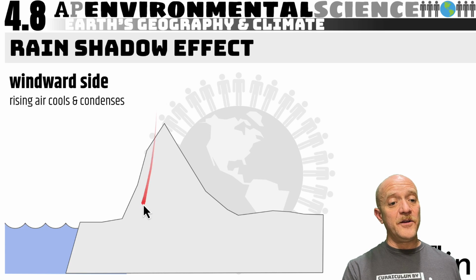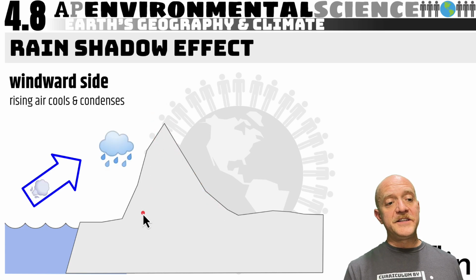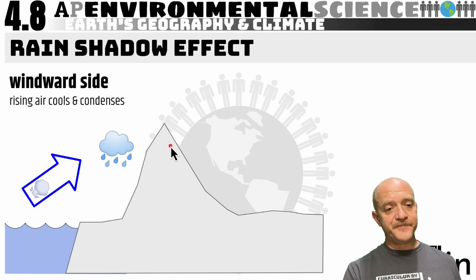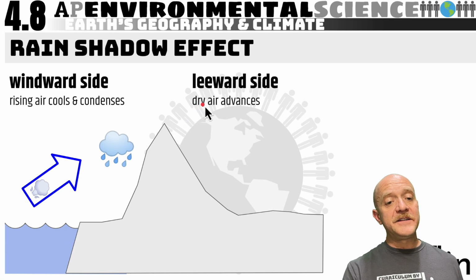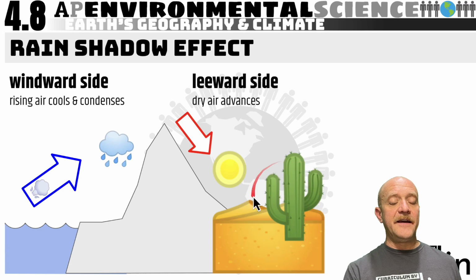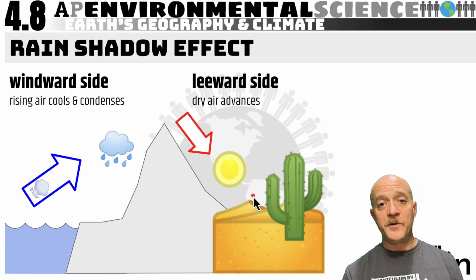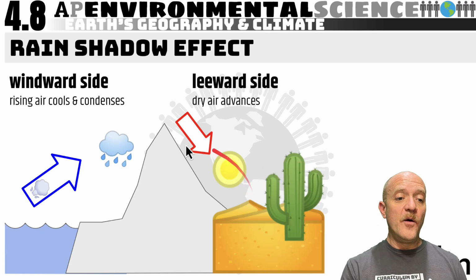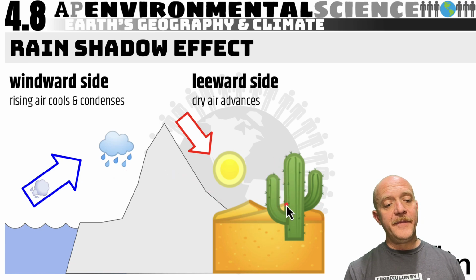It is where you're going to have some sort of physical barrier. You have a windward side where the rising air is cooling and condensing, but it can't get over this mountain. Now you will have a leeward side where the dry air will advance, and typically on the other side of a rain shadow effect will be a desert. So you'll have a wet area and a dry area.